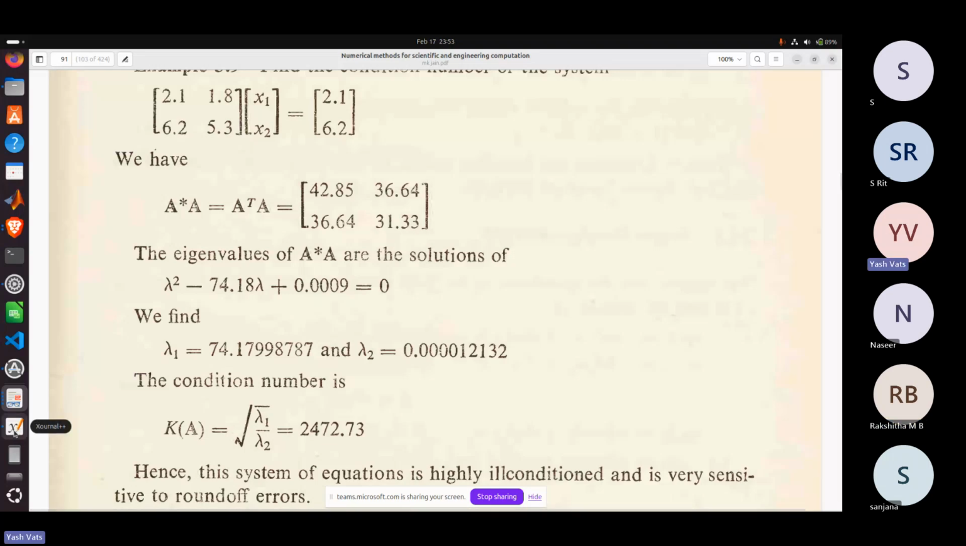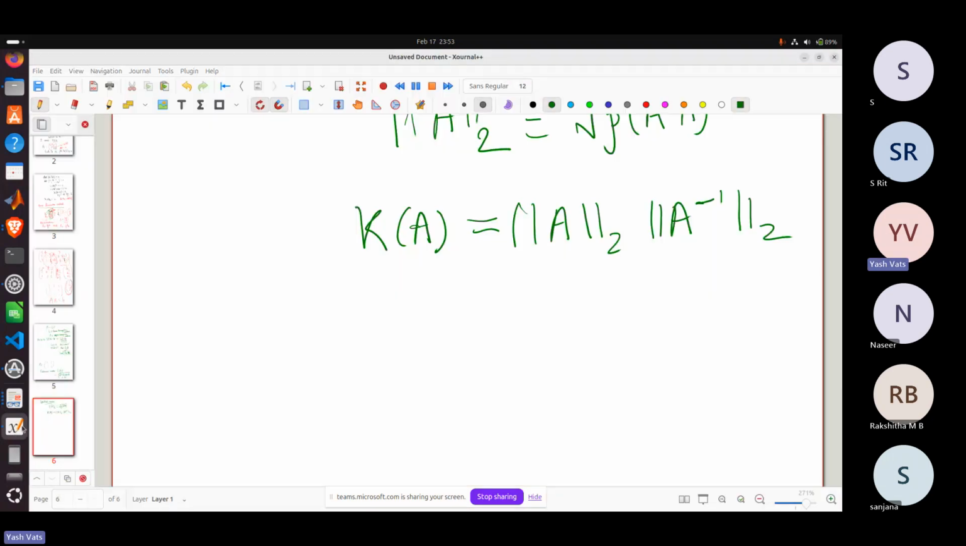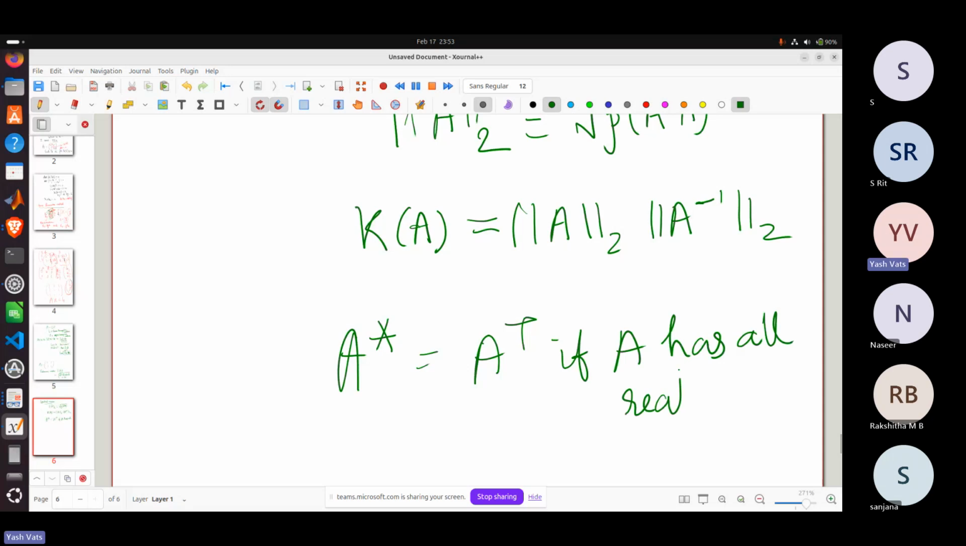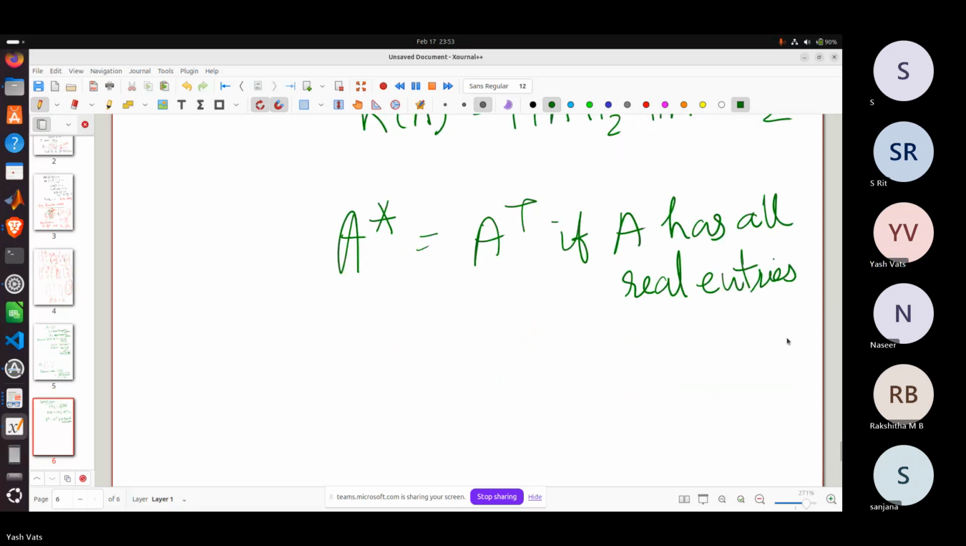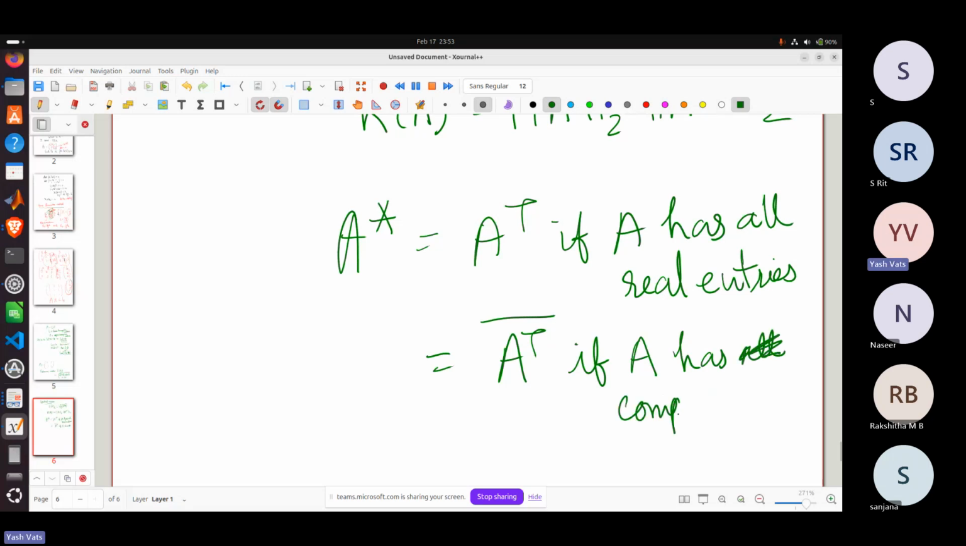Okay, let me write here. A star is just A transpose if A has all real entries. Otherwise, it's A transpose conjugate if A has complex entries. Is this clear?